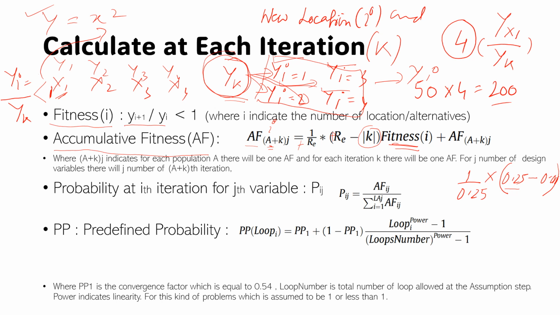Okay, plus AF A plus KJ is your, this one is very confusing because here also AF K plus J, here also AF K plus J. So what happens is that here you say there's a where A plus K at J, J is the number of variable, A plus K is the number of iteration or number of alternatives or number of population. For each population A there will be one AF, and for each iteration K there will be one AF. For J number of design variables there will be J number of A plus K iteration.